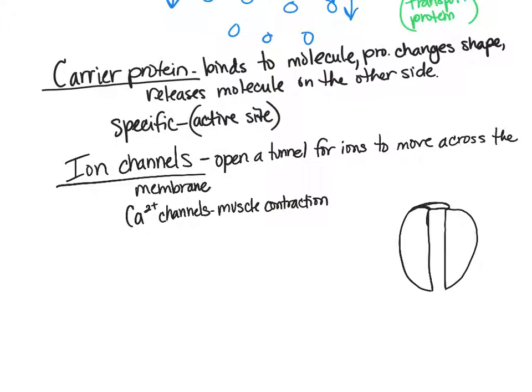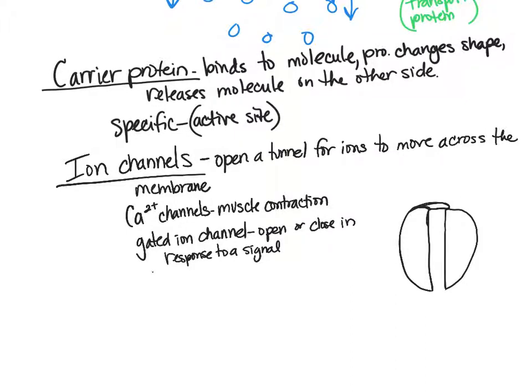Calcium is necessary for the muscles to contract. So when we have high amounts of calcium, it sets off a series of things that is going to allow for contraction of a muscle. Now in this case, we're talking about gated ion channels. So this gated ion channel can open or close in response to a signal.